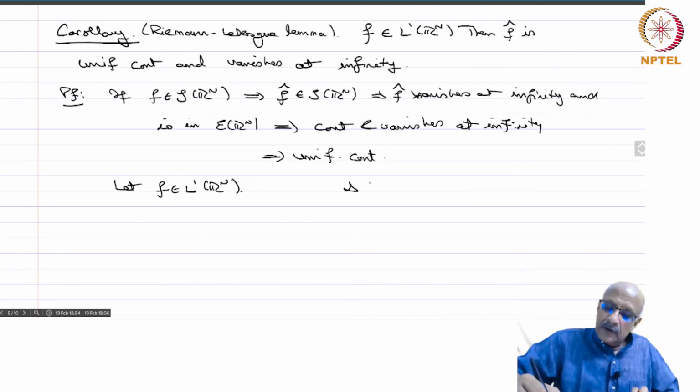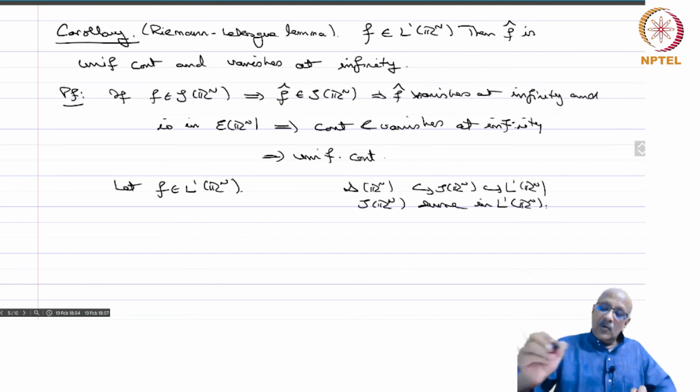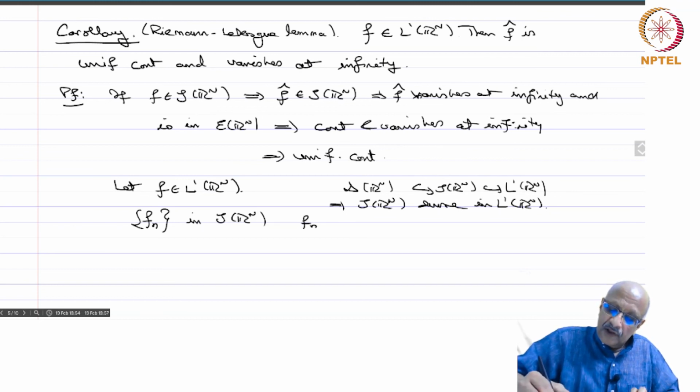So now let f belong to L1. We already know that D of R^n is in S of R^n, and that's in L1 of R^n. So D of R^n is dense in L1 of R^n, so S is also dense in L1 of R^n. Okay, and consequently, let f_n in S of R^n be such that f_n converges to f in L1 of R^n.